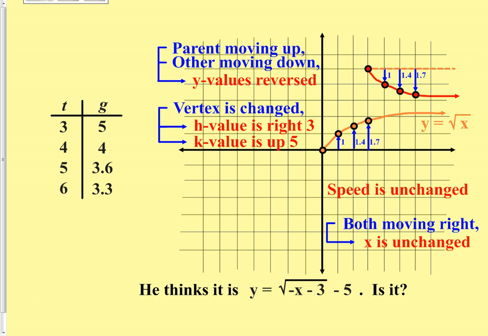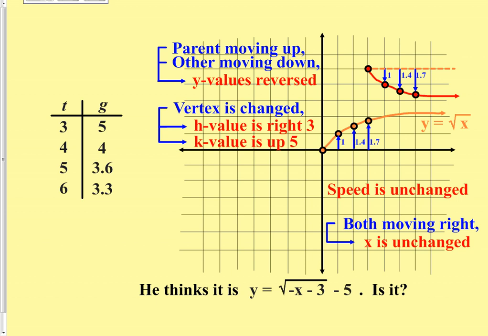Let's compare these results to our scientist friend here and see if he's got it right. We said the y values should be reversed. Does his equation show a reversal of the y values? It does not. His equation shows a reversal of the x values. So he's got something going wrong there.